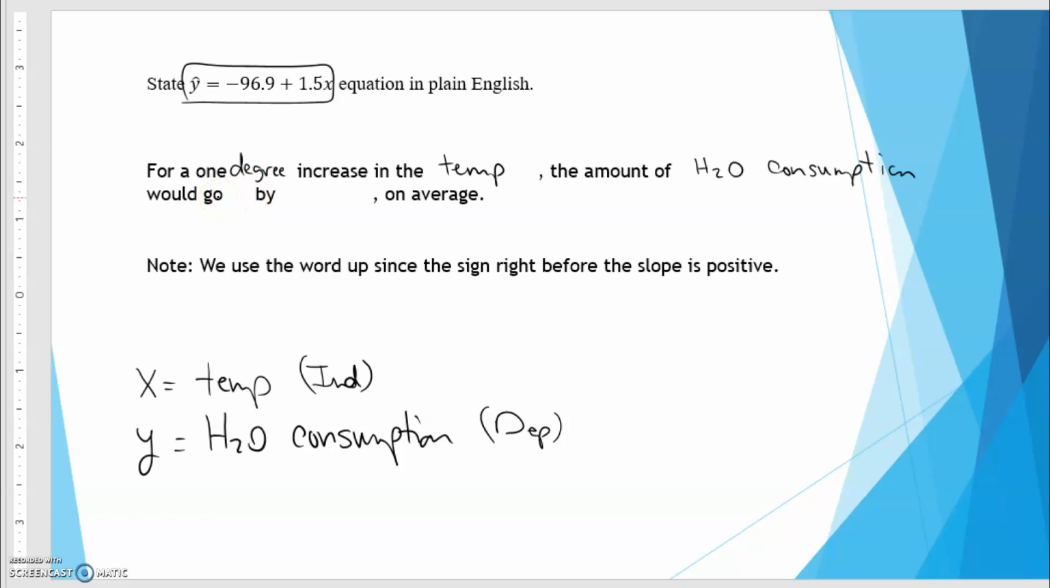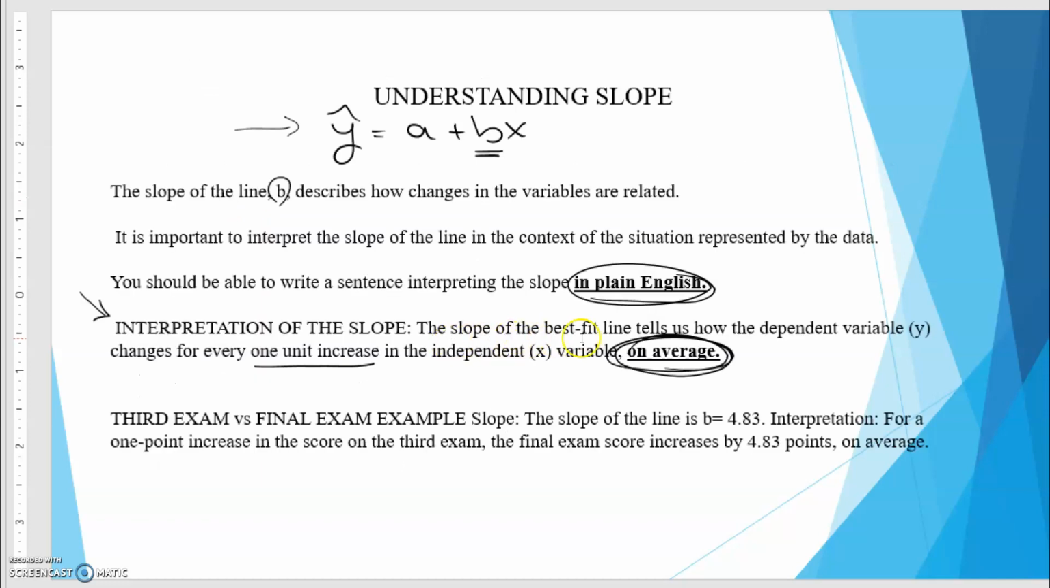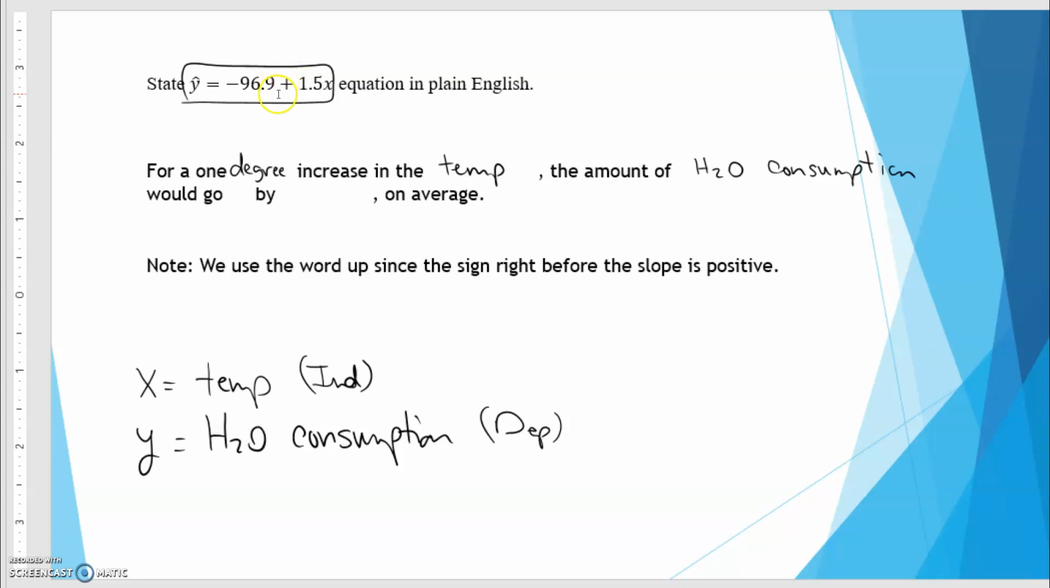Now, come back here, let's read it again. The slope of the best fit line tells us how the dependent variable changes. So I need to look at the slope right here. My slope is a positive 1.5. That means my dependent variable will go up because of this positive sign. If that was a negative, it would have gone down. But since it's positive, it's going to go up. By how much? Well, how much is the slope? It's 1.5 ounces.